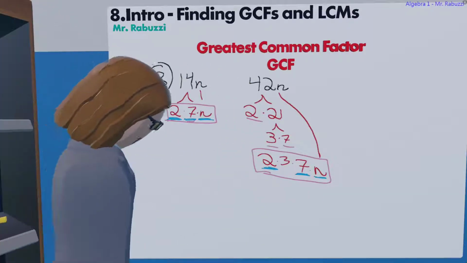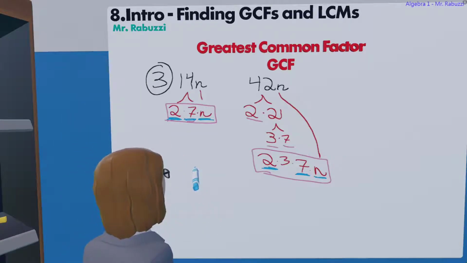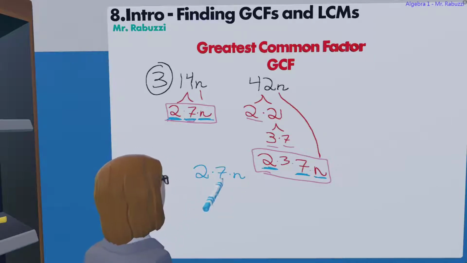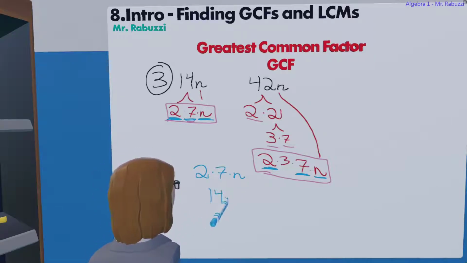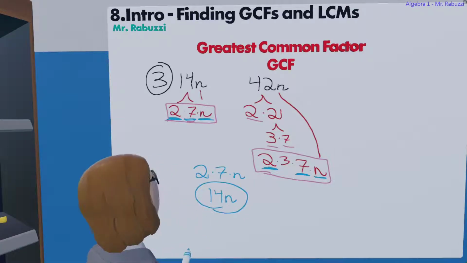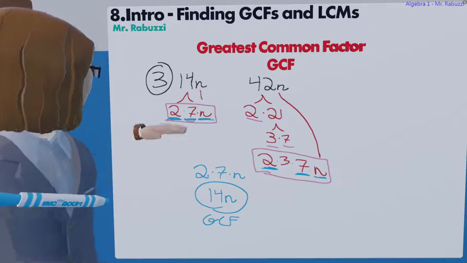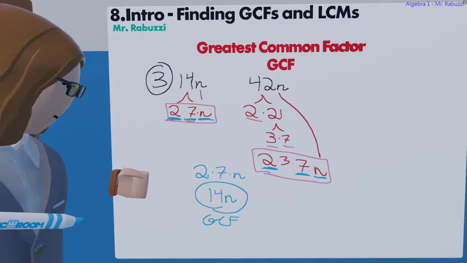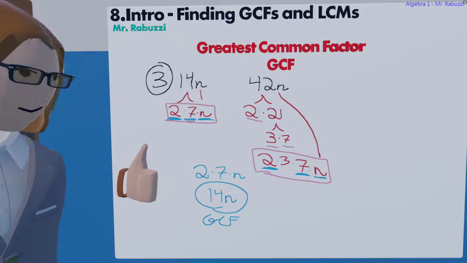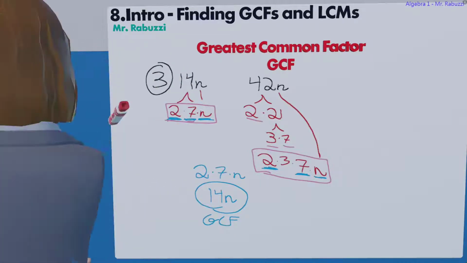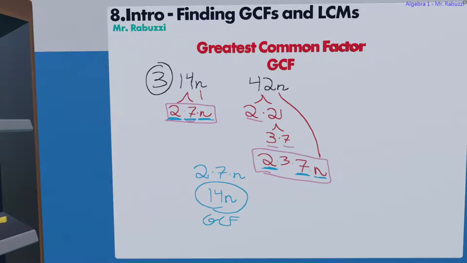So the pieces that matched were 2 times 7 times n. 2 times 7 is 14n. So there's our GCF. Okay, that is the greatest common factor. Now, again, it was the same as what we started with. I promise that doesn't always happen, but it can happen. All right, one more example of this, and we'll move on to the next topic.